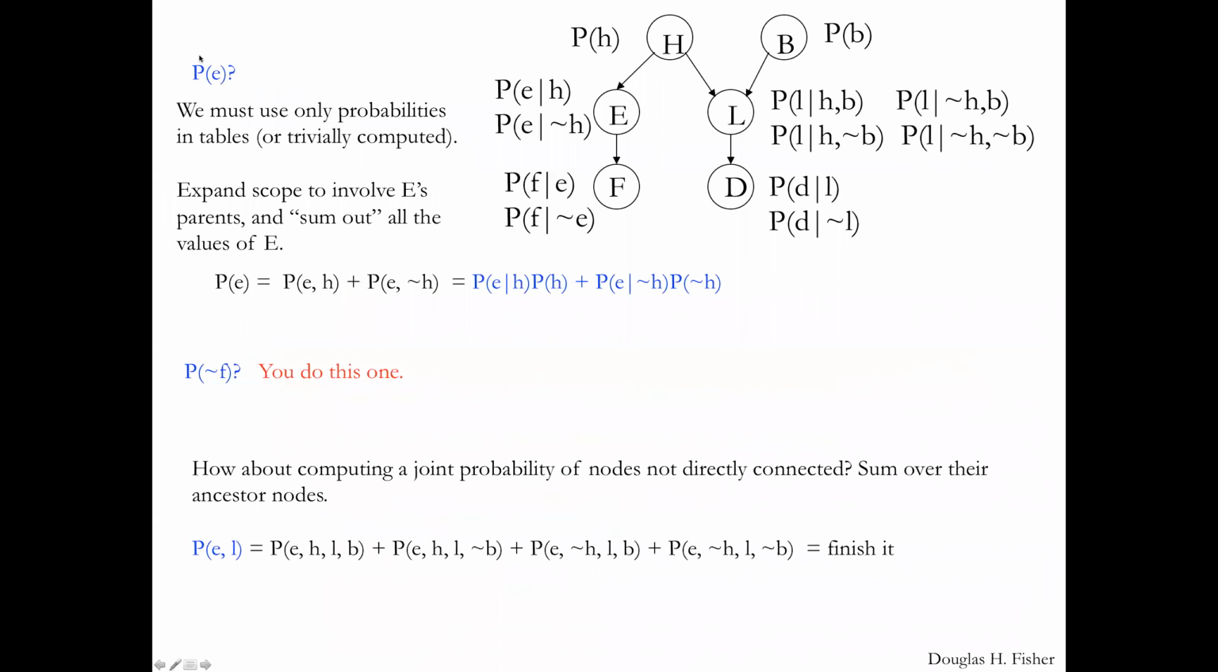Here's a probability, compute the probability over a single variable, E in this case. Same kind of thing applies. E can be written as E paired with H, E paired with not H, making sure that I'm introducing E's parent here and then rewriting those in terms of probabilities found only in the probability tables.